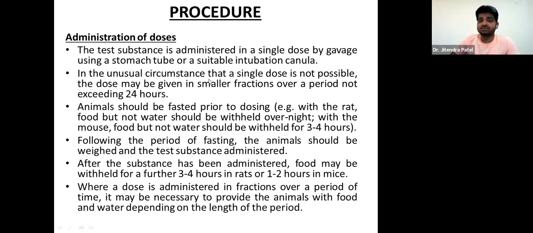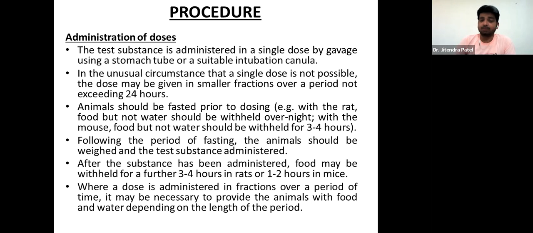In unusual circumstances where a single dose is not possible, the dose may be given in smaller fractions over a period not exceeding 24 hours. Sometimes they may vomit, or they will not cooperate with you to take that particular extract. In that case we can divide the dose. We can give them time, like small kids, when we are giving them any syrup or medicine, because of bitterness or fear, they avoid drinking. So sometimes we have to wait. In the same way we have to treat the animal also.